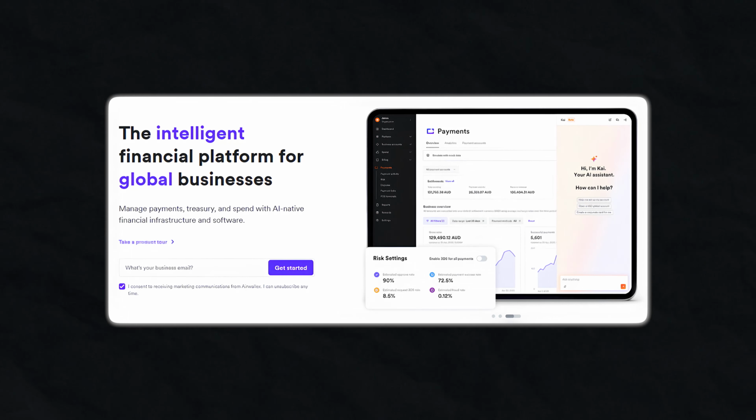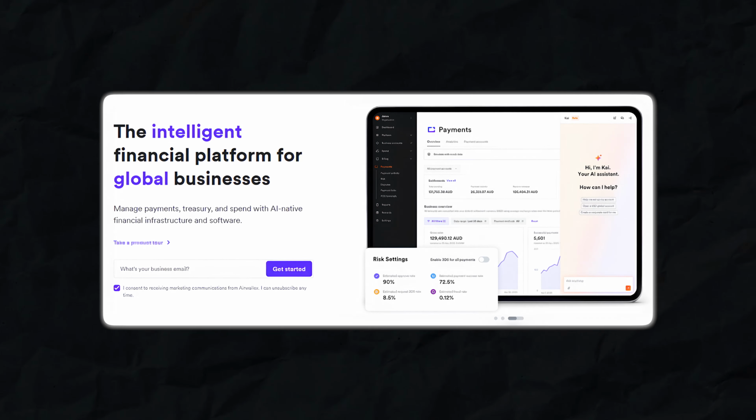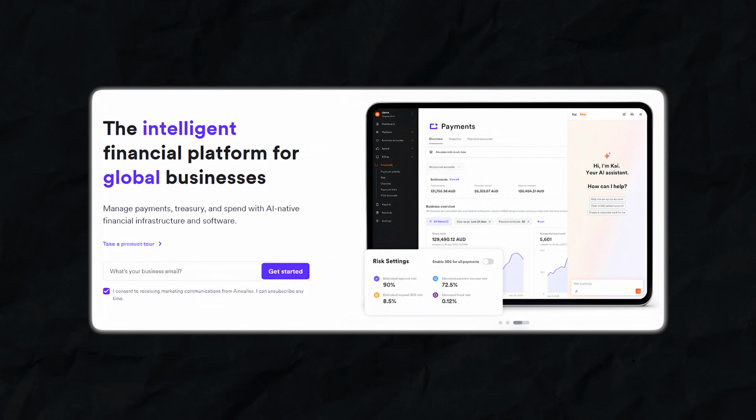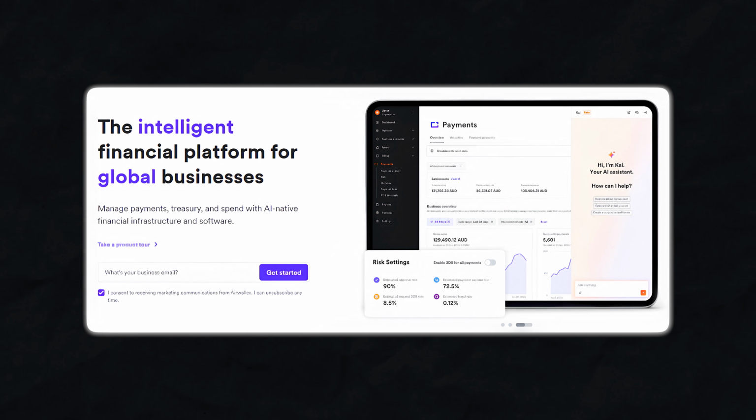Airwallex is one of the platforms most often suggested as the fix. It's marketed as an all-in-one global payment stack. Multi-currency accounts, international payouts, corporate cards, foreign exchange hedging, all from a single dashboard. The question is whether it actually delivers and whether it's the right tool for a SaaS company specifically. Because the gap between marketing copy and lived reality with this category of product can be enormous.